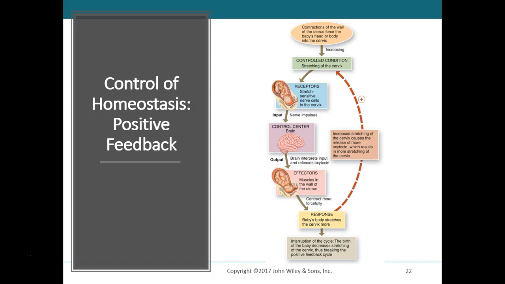All right, so how does all this stop? Giving birth to the baby. Of course, once that baby's out of the uterus, it's no longer stimulating those cells in the cervix, so the release of oxytocin stops. Pretty cool, huh? Yeah, you'll get more of that as we continue to go.